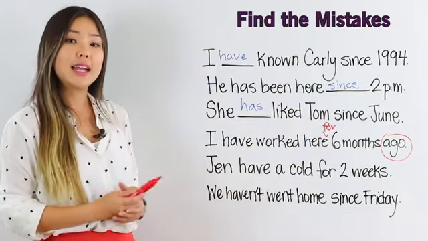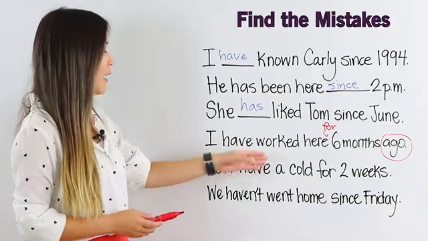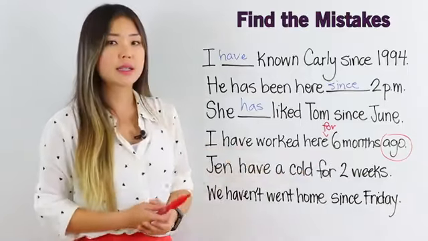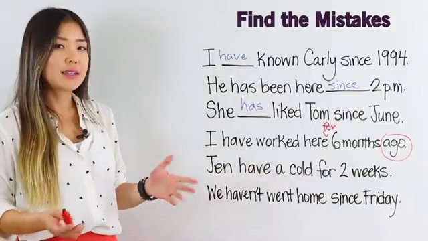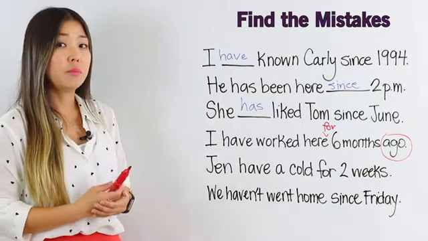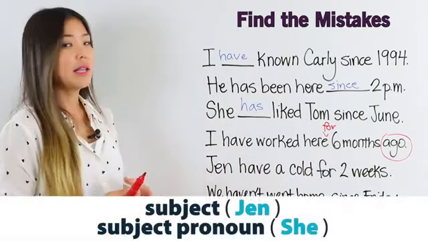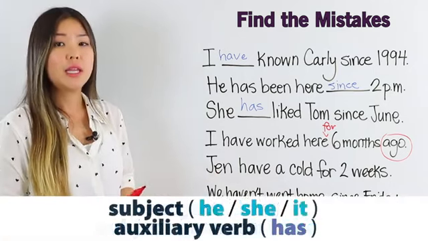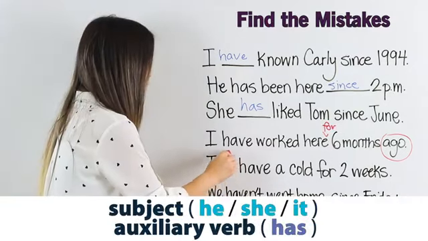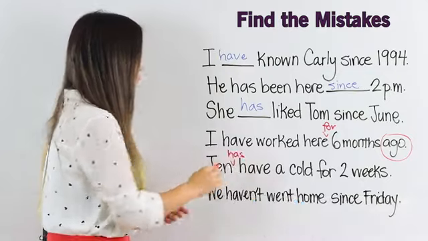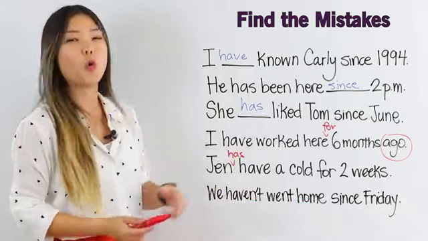Let's take a look at the next sentence. Jen have a cold for 2 weeks. At first glance, this doesn't seem that wrong, but remember, Jen is a she, so we need has. Jen has. But wait a minute, Jen has have a cold?